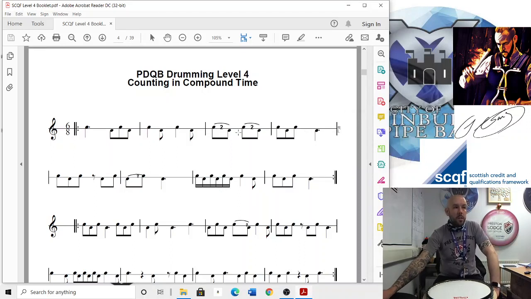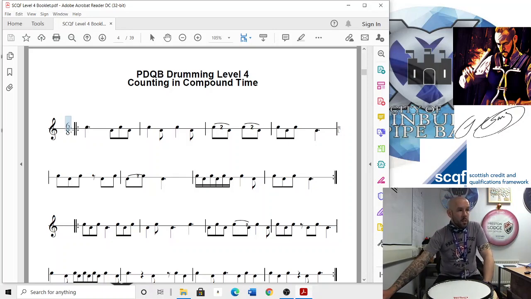Hey, welcome to our next video for our level 4 PDQB counting in compound time. So we're now in the compound time signatures. And we'll play these the same speed as we've done with the simple time. We'll keep it quite sharp at 70 beats per minute.